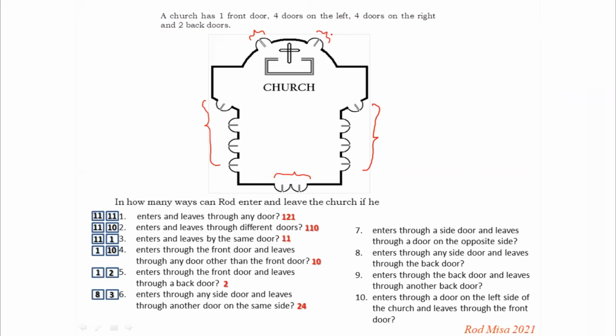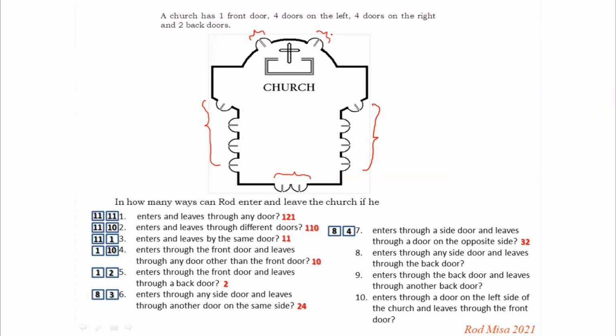Now, what if he enters through a side door and leaves through a door on the opposite side? So, for his entrance door, he can choose any of the 8 doors. Any door from the left or any door from the right. But for his exit door, he must choose any door on the opposite side. So, if he enters through a left door, he must exit using a door on the right. So that's why he is left with 4 choices here. So multiplying these numbers, we get a product of 32 here.